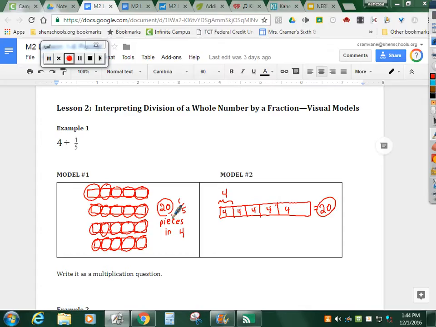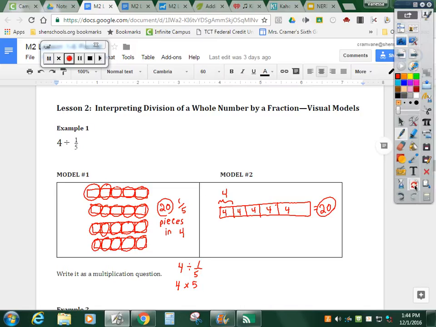And a very important part is for the kids to start realizing, okay, you have 4 divided by 1/5. What multiplication problem could have gotten you to 20? And it's 4 times 5, okay? So we kept this one the same, and it looks like we took the flip or reverse of that, okay? Let's go on to example 2.